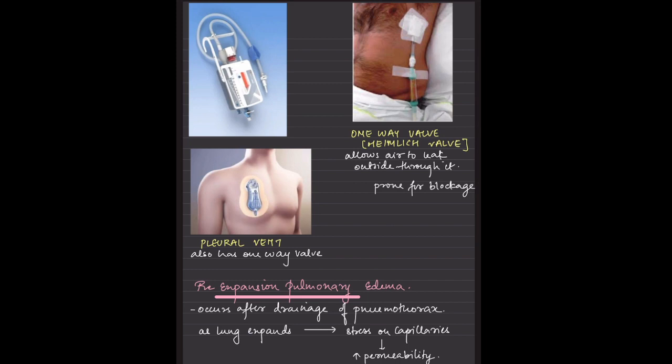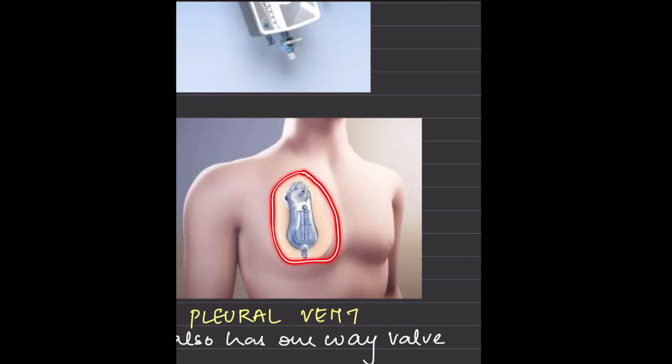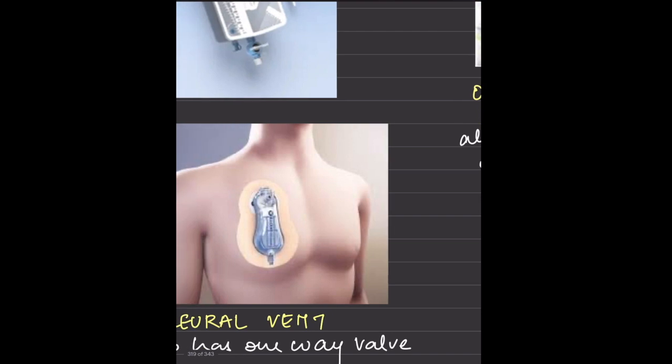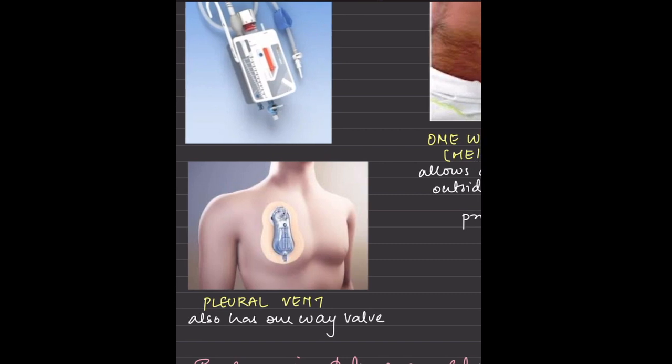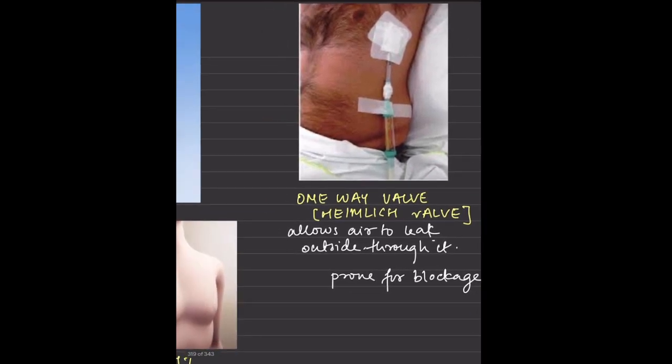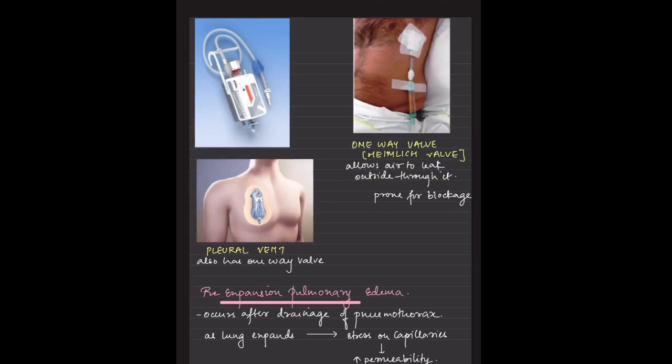Then there are certain pleural vents also, if the patient does not need admission. This is not used in the government setting, but in the private setting or abroad it is much more common. This is a pleural vent which has a one-way valve. You will see that it is just a patch-like thing, a device which is put on the chest so that air can leak out and no air can get inside. Then there is also a Heimlich valve, which is also a one-way valve.